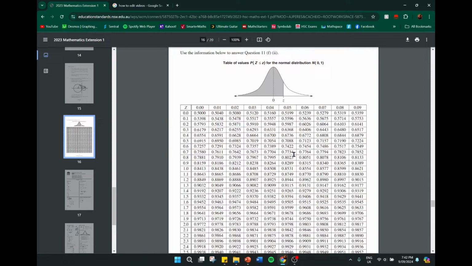They don't give you a sheet for the negatives. If you wanted to do a negative z-score, you would just need to use the fact that this bell curve is symmetric. So for example, if you wanted to find the probability of being less than a z-score of -1, that's the same thing as the probability of being greater than a z-score of +1.